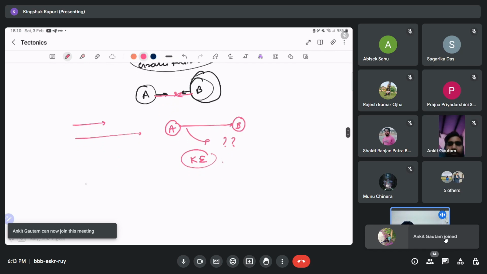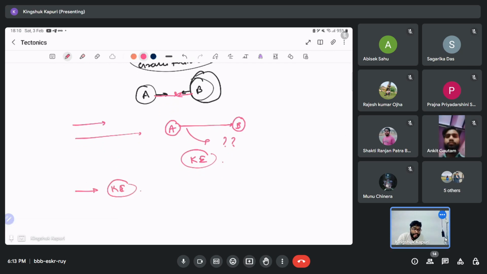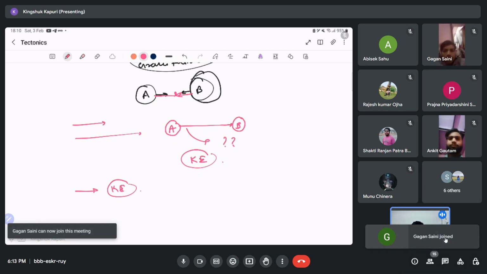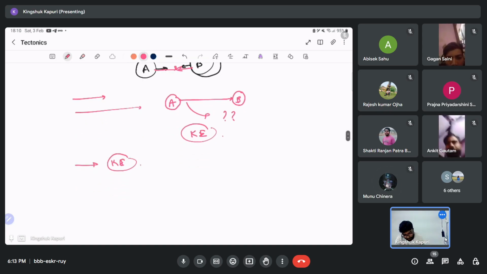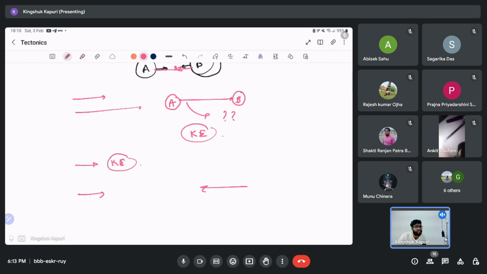Now, as we all know, when there is kinetic energy, from the law of conservation, I think you all know that energy can neither be created nor destroyed, but we can transform or convert this form of energy from one form to another, right, guys? Yes, sir.